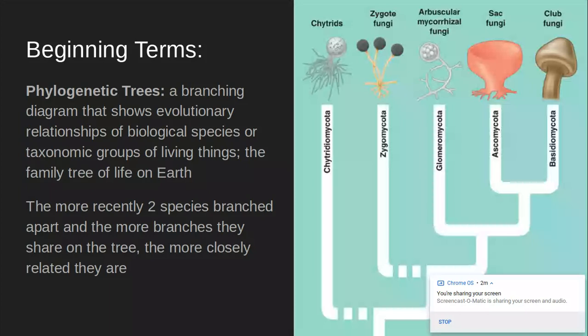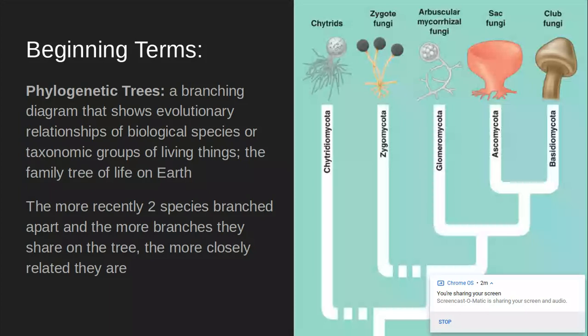We've also been learning about phylogenetic trees. Phylogenetic trees are branching diagrams that show the relatedness of various species or groups of species. And we know that the more recently two species branched apart, and the more branches they share on the tree, then the more closely related they are.